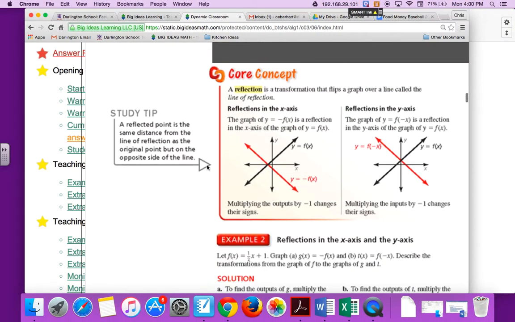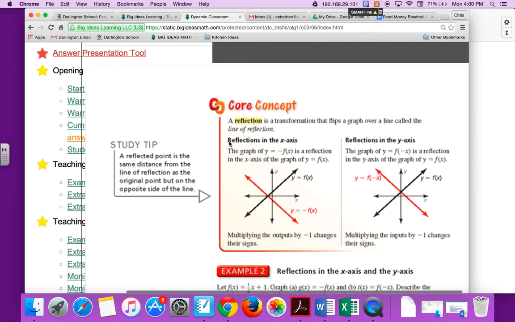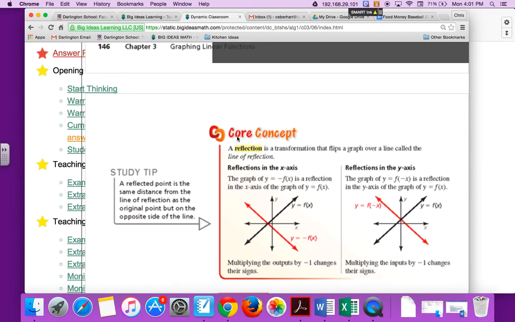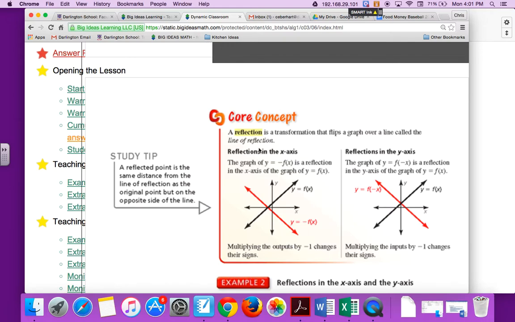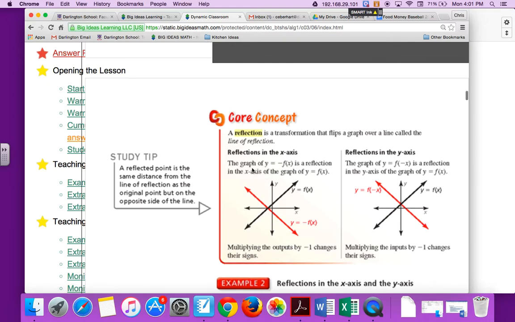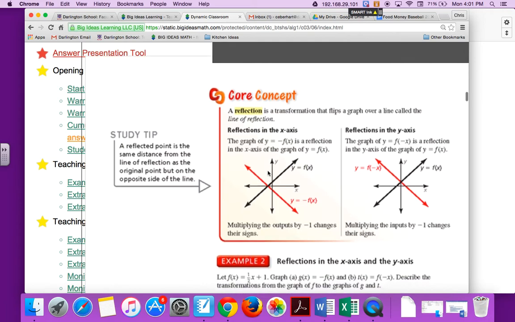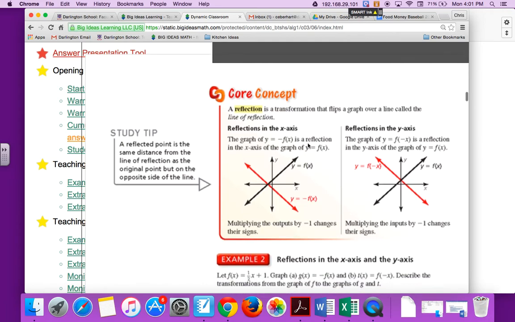Another example I want you to look at is dealing with reflections, when a graph gets flipped over a line. In this case, the graph of y equals negative f of x is a reflection in the x-axis of the graph of y equals f of x. So here's a graph right here. It looks like our y-intercept is 1 in this one. Slope looks like it's 1 over 1. So we're going through here.